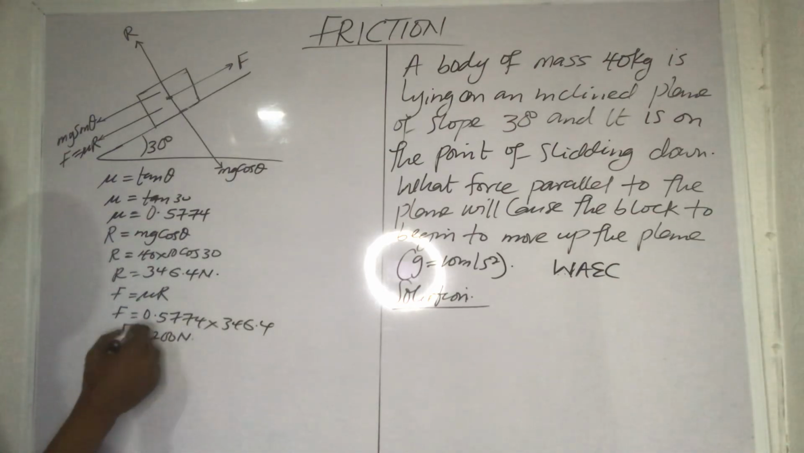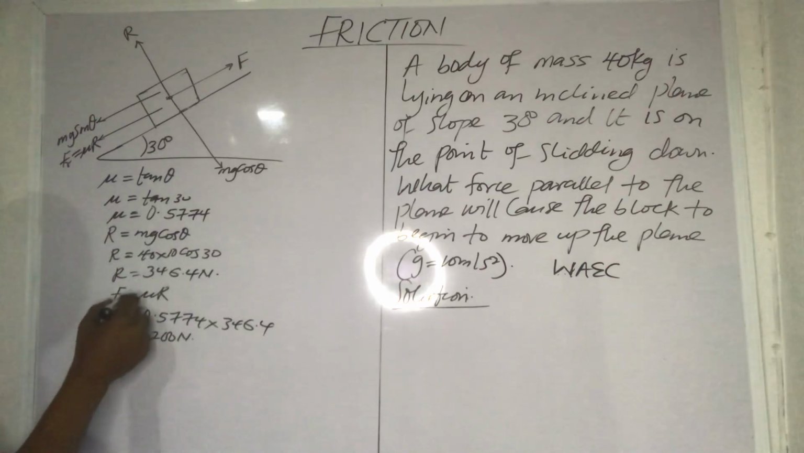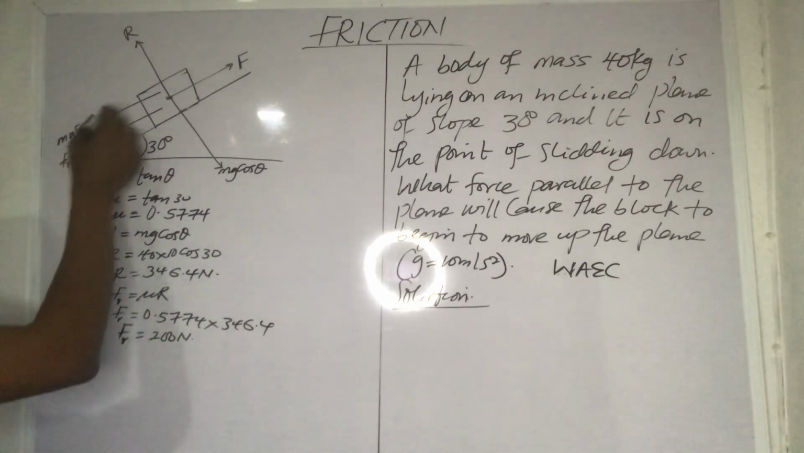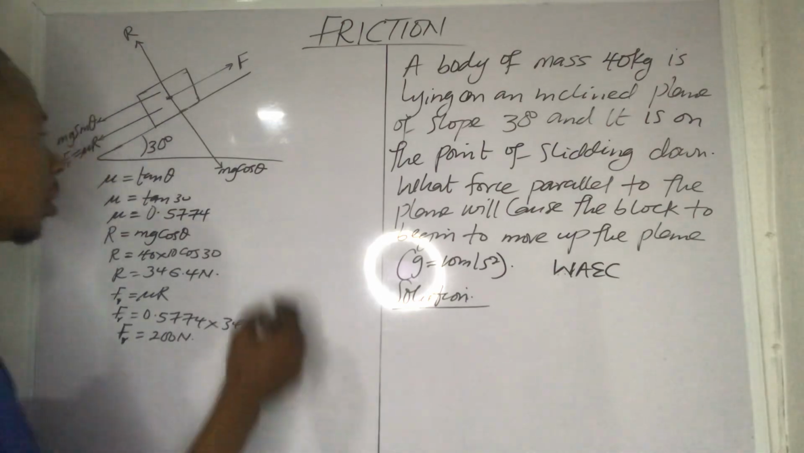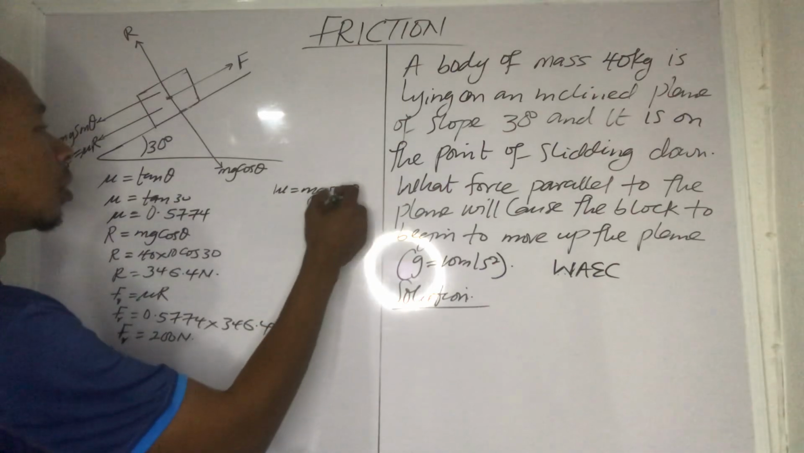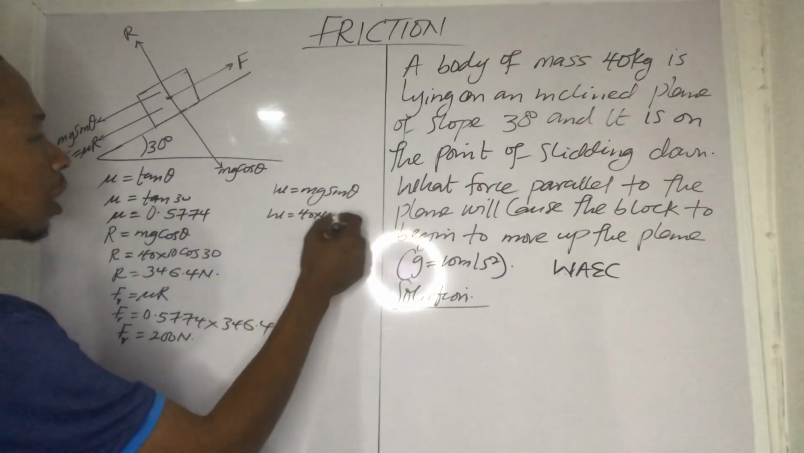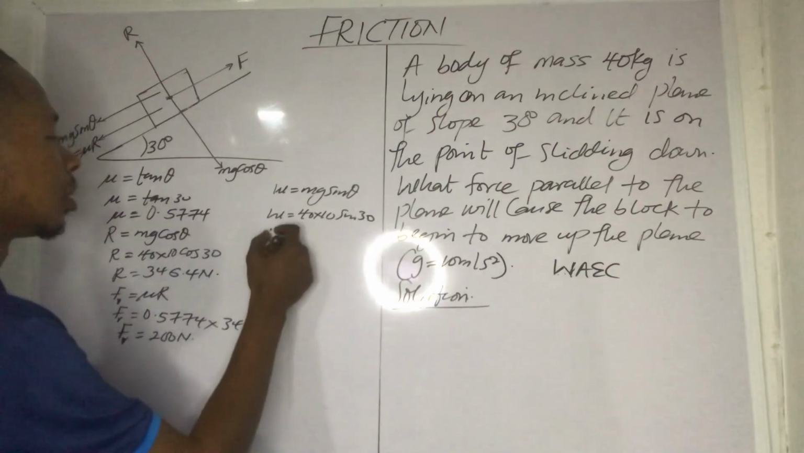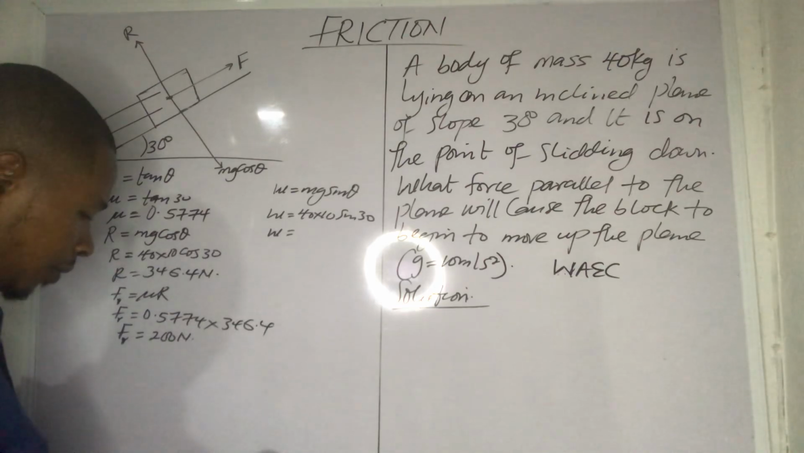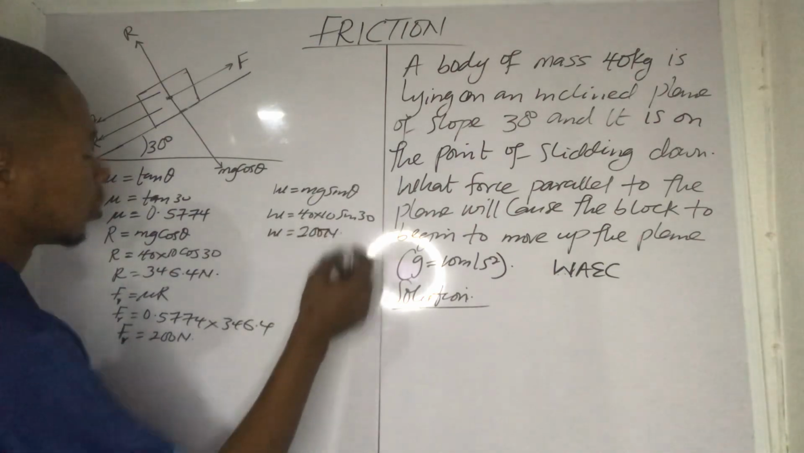So this frictional force here, let me say Fr, the frictional force Fr, is 200. And the weight component of the body that is acting downward is mg sin theta. Then you have W is equal to 40 times 10 sin 30. So that will give me 200 Newton also.